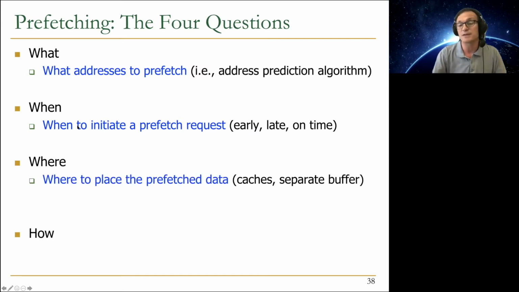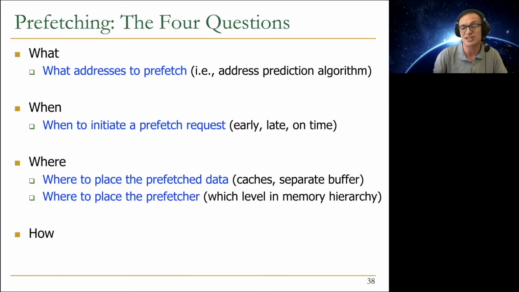Where means, where do you place the prefetch data? Do you put it into the caches? Then the question becomes, which cache level? Or do you put it into a separate buffer? Where does that separate buffer reside? So there are many questions over here. How do you keep that separate buffer coherent with the caches in a multi-processor system, or even in a single processor system? And then there are actually multiple wheres: where to place the prefetcher, which level in the memory hierarchy. I showed you an L2 prefetcher earlier, but as I said, it could be multiple levels. So there are multiple other where questions that I'm not asking over here, but these are the 2 major ones.